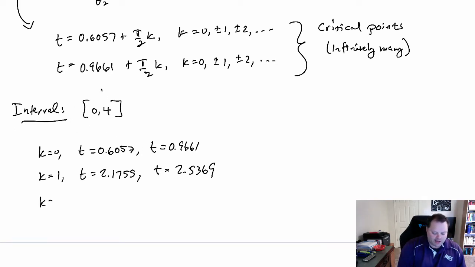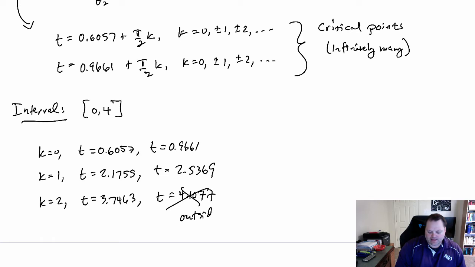Okay, what if you did k equal to 2? So plugging k equal to 2 in, the 2's cancel, I'm adding pi to the one I already have. So this first one would be 3.7463. And then if I add pi to the second critical point here, I will get 4.1077. And it's at this point that I stop because this critical point is larger than the interval. So this one's outside the interval. And even though there are an infinite number of critical points, I know all of the rest of the critical points lie outside the interval I'm considering here.